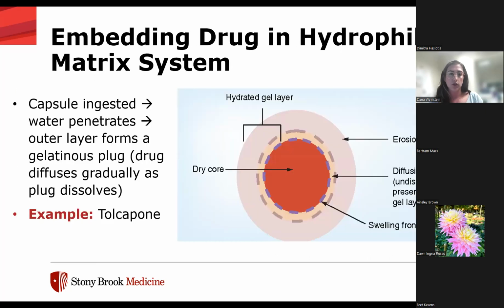Then we have embedding the drug in a hydrophilic matrix system. So the way this works is the capsule is ingested, water is going to penetrate it, the outer layer forms a gelatinous plug, and then the drug diffuses gradually as that plug dissolves. So an example for that would be tolcapone.